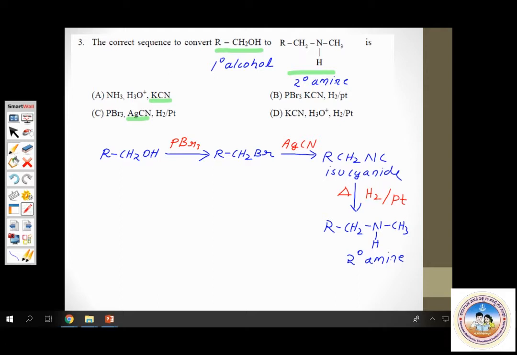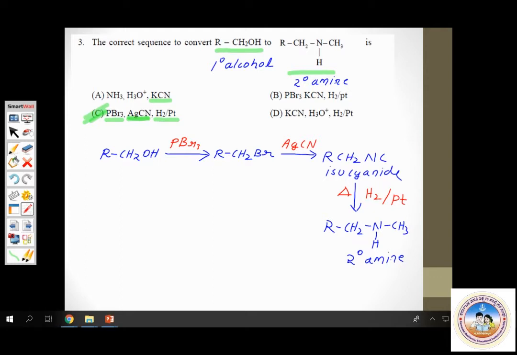So please look at the reagents we used. PBr3, it is there. Then we use AgCN, it is here. Then we use catalytic hydrogenation. Yes. So option C becomes the correct answer. Option C is the correct answer. Okay. Now let's move on further. Hope you have taken down this reaction as well.